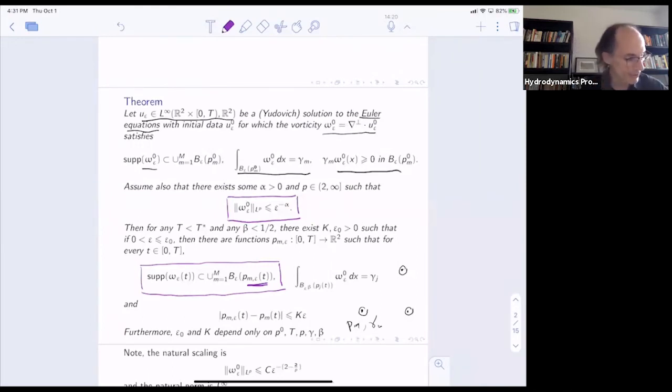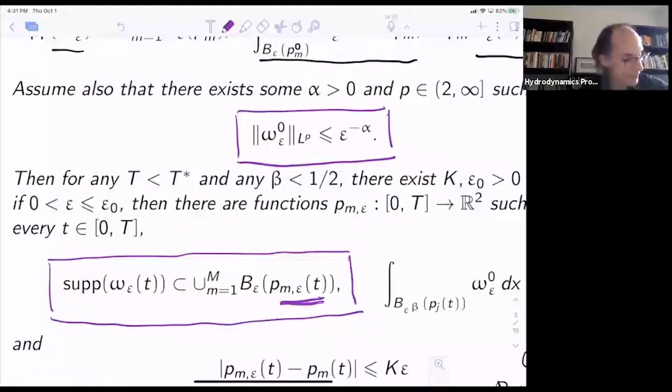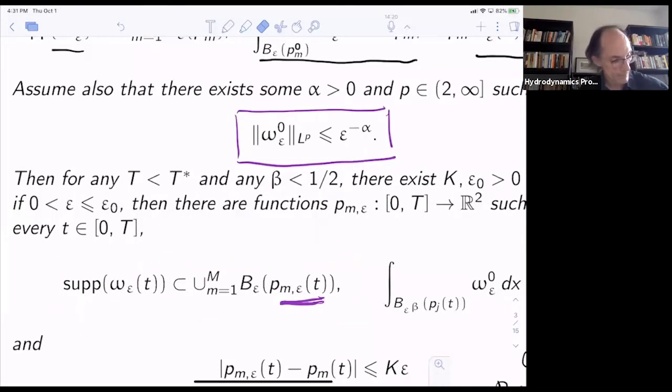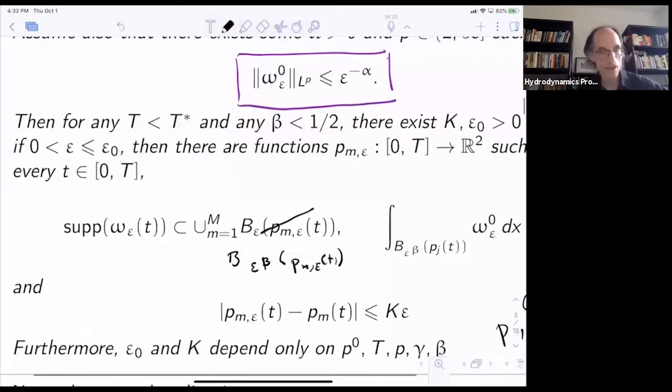And my terrible misprint is here. This should be a ball whose radius is epsilon to the beta, centered at P_m epsilon of t. At time 0, I assume the support is concentrated in a small ball of radius epsilon. At later times, I can't do better than confine it into a ball of size epsilon to the beta, with beta less than 1/2, or maybe a little bit bigger.